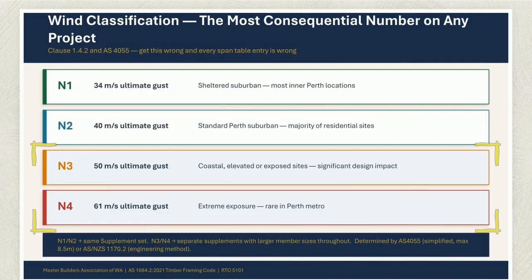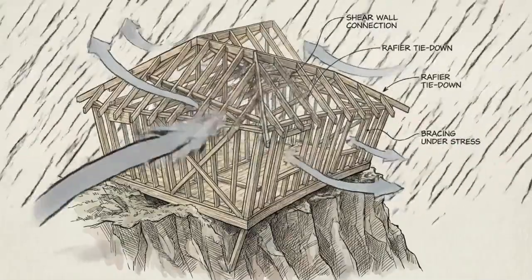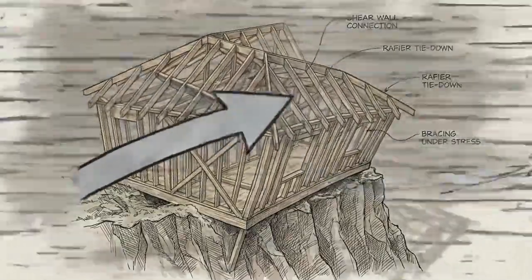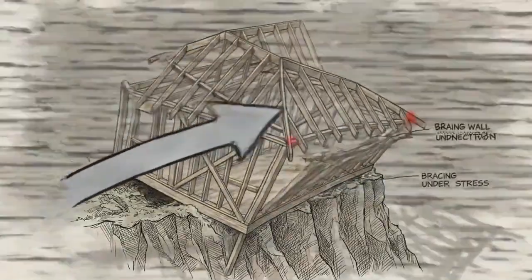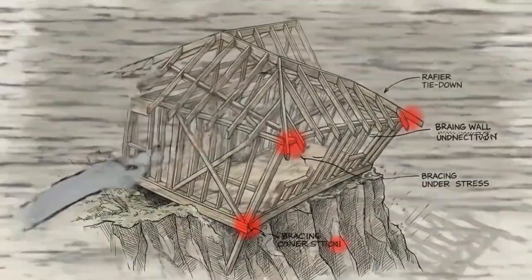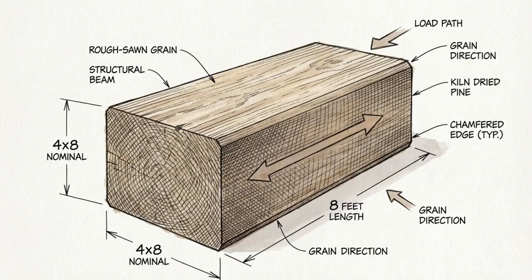Locations categorized as N3 or N4, typically coastal or exposed sites, require entirely separate supplements with larger member sizes to resist higher gusts. Using an N2 span table for an N3 site means every member, connection, and bearing in the frame is technically non-compliant. These environmental factors dictate the required dimensions of the timber.